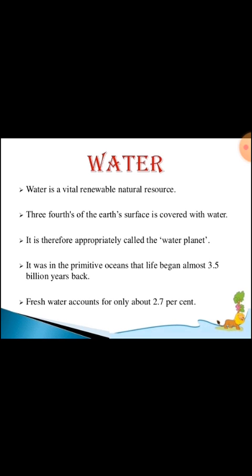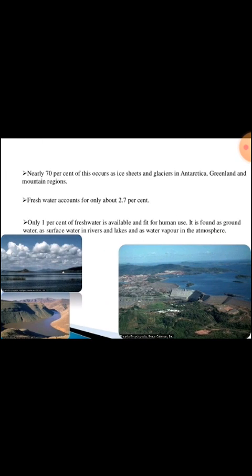Fresh water accounts for only 2.7% of the total availability of water. Nearly 70% of this occurs as ice sheets and glaciers in Antarctica, Greenland, and mountain regions. Only 1% of fresh water is available and fit for human use. It is found as groundwater, as surface water in rivers and lakes, and as water vapor in the atmosphere.